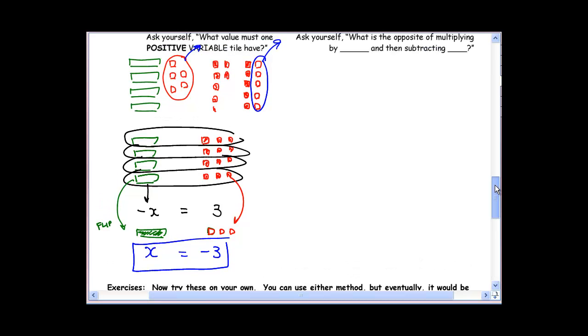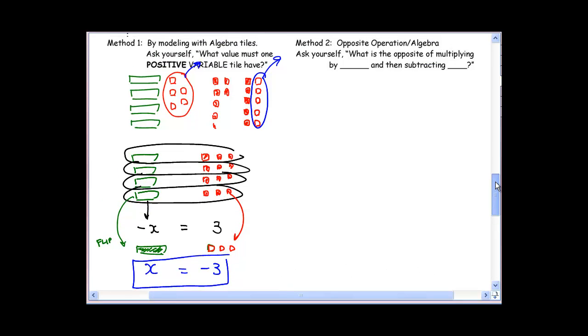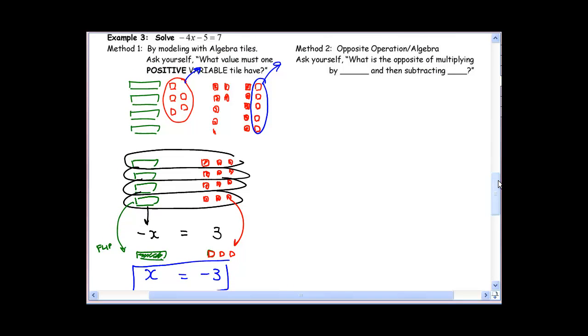Once again, we can do this by opposite operation. So let's see if we can do that. What's the opposite of multiplying by negative 4 and subtracting by 5? Well, time for you to find out. Negative 4x, take away 5, equals 7. Our first step is to try to isolate x, so we've got to do the opposite of subtracting 5, which would be plus 5. Doing that, we're left with negative 4x equals 12.